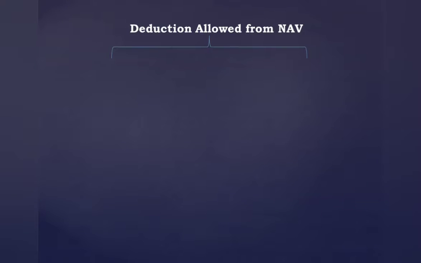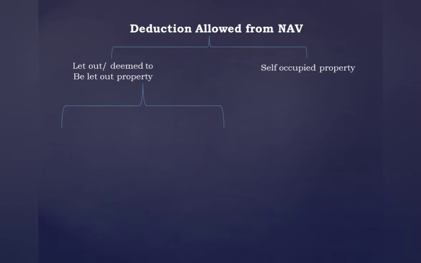Now, the deduction allowed from NAV can be divided into two parts, that is LOP, DLOP, that is let out property and deemed to be let out property, and second, self-occupied property. Now, let us first discuss the let out property and deemed to be let out property. From this, a standard deduction of 30% will be allowed from NAV. Second, interest on borrowed capital.